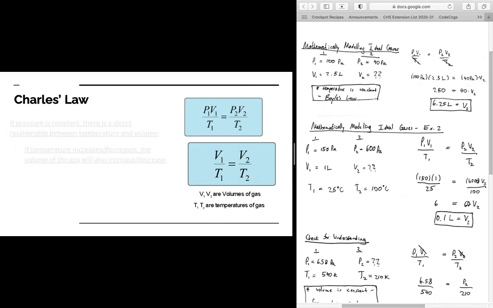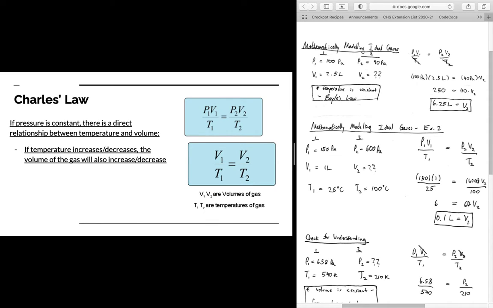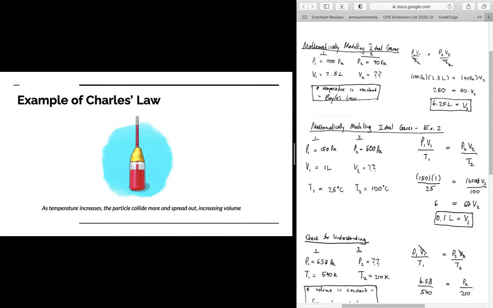Charles' Law. All right, so Charles' Law states that if pressure is constant now, there's a direct relationship between temperature and volume. Specifically, that if temperature increases/decreases, the volume will also increase/decrease. Okay? And so because pressure is constant, we can cross out P1 and P2, and we're going to get V1 divided by T1 equals V2 divided by T2. And we'll see an example of Charles' Law based on our mini lab here in a second.